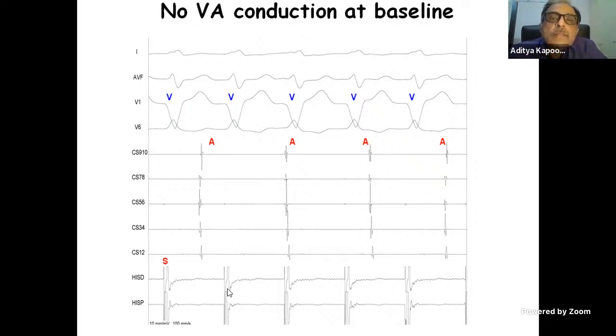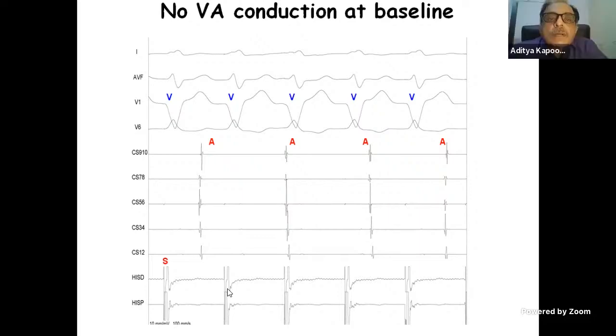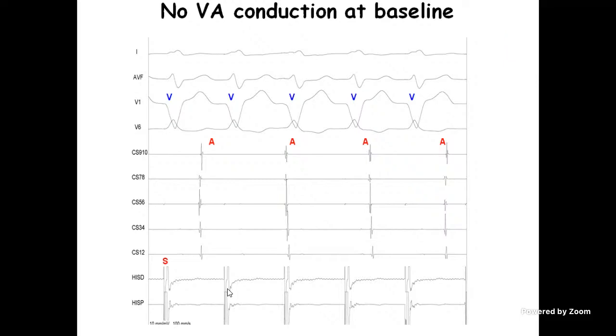What is it? There appears to be dissociation. Yes, you're right. So there is probably no VA conduction, as Dr. Yash and Dr. Vivek were talking about. If there is no VA conduction, what is perhaps unlikely? Out of atrial tachycardia and AVNRT, AVNRT is unlikely. Dr. Yash, Dr. Vivek?